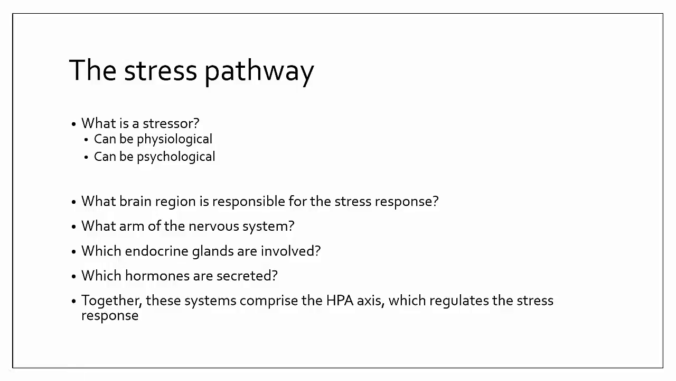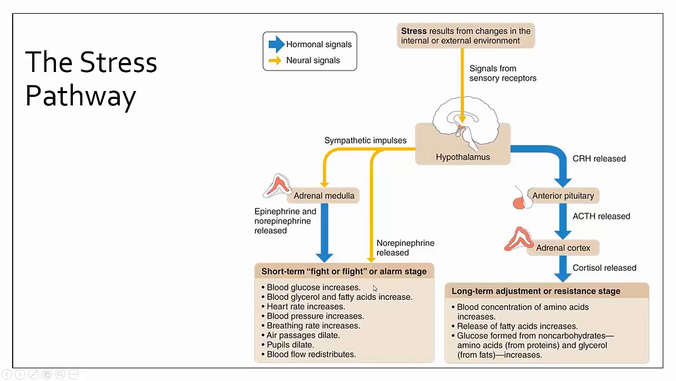Okay, together these systems comprise something known as the HPA axis, which is the hypothalamic pituitary axis, and that regulates the stress response. And here it is, the stress pathway. So stress results from changes in the internal or external environment, and that signals your sensory receptors. And that triggers the hypothalamus to do a few things, okay?